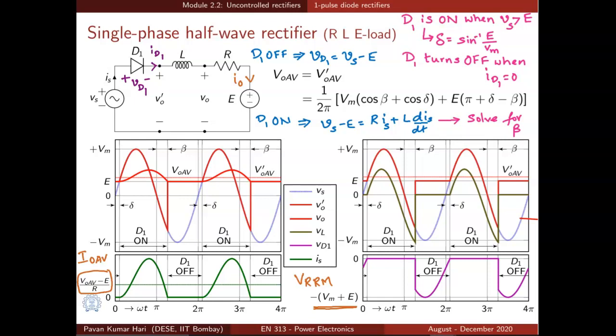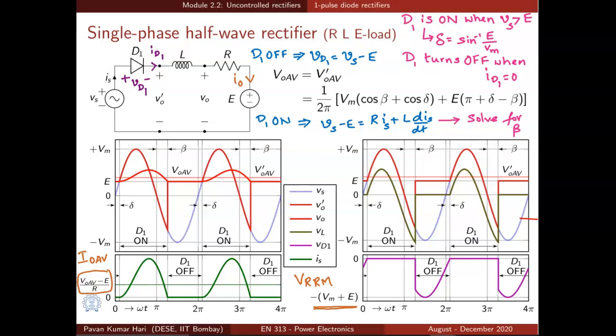Let us consider the case where single phase half wave rectifiers are connected to RLE load. It's a different kind of load which represents a DC motor as discussed earlier. If you just consider one diode in series with the load and source, we can say that D1 is on when the input voltage Vs is greater than the EMF E.